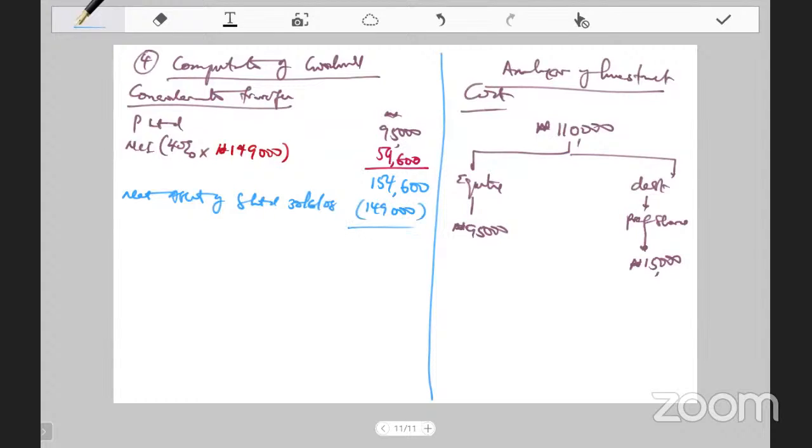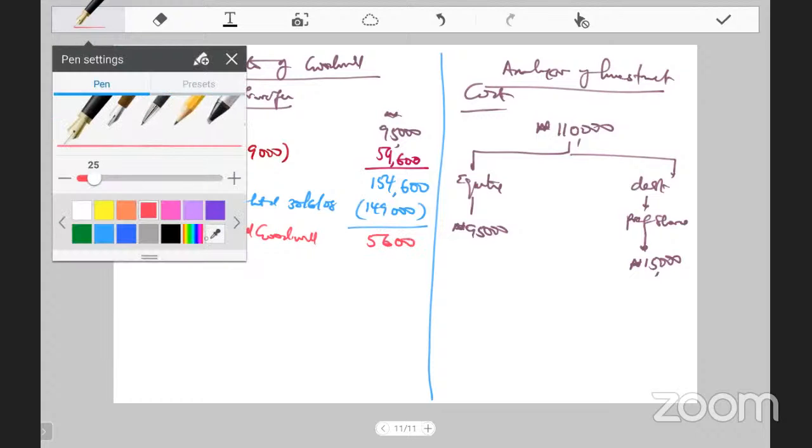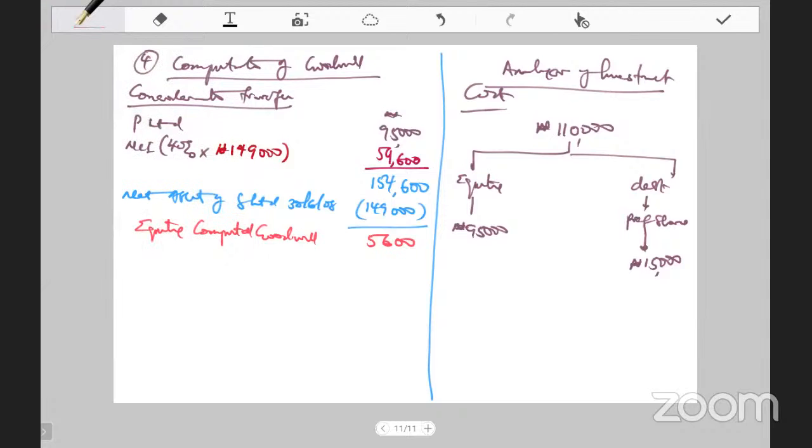So please, class, what is the value of the goodwill? 5,600. So I call it completed goodwill, the equity completed goodwill. How much? 5,600. But that is not the only acquisition that happened. So I have to look for the other acquisition, and the other acquisition has to do with my preference share.